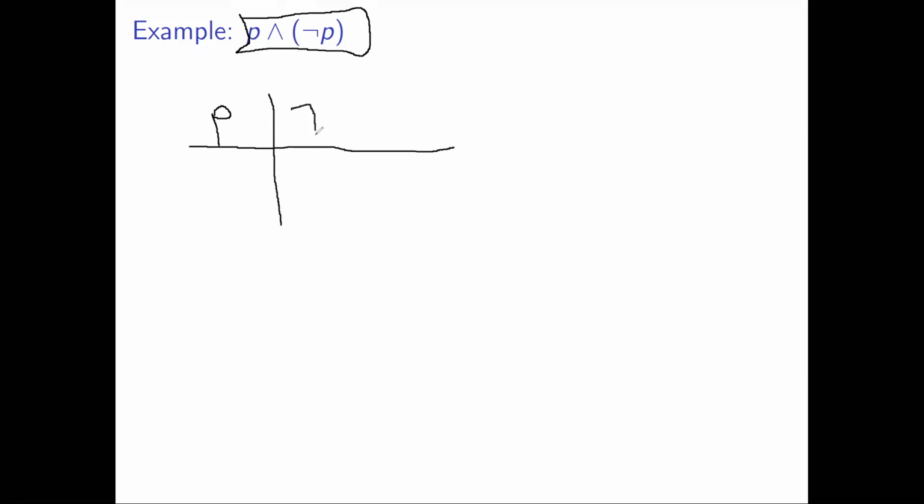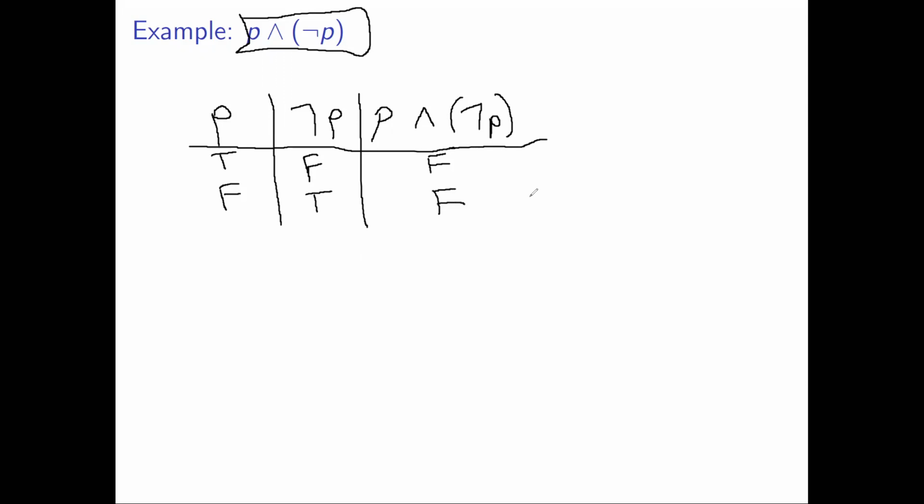We'll have a column for P, a column for not P, and then we'll have a column for P and not P. The leftmost column, P, can be true or false. Not P will then be false or true. And then this conjunction here, P and not P. The conjunction is false in the first row because the right conjunct is false. And in the second row, it's also false because the left conjunct in that case is false.